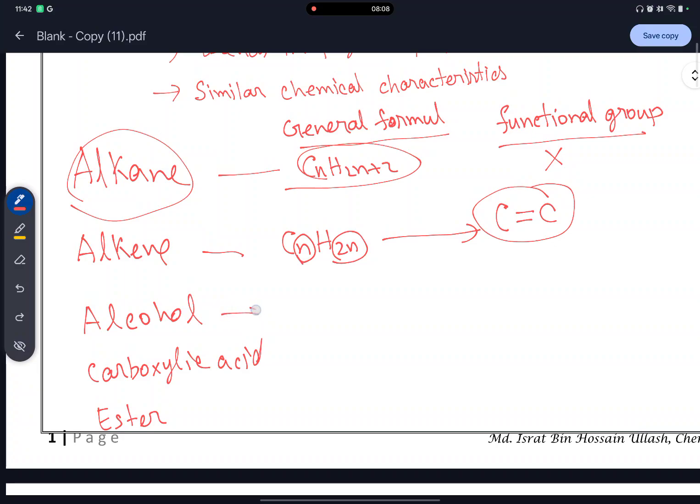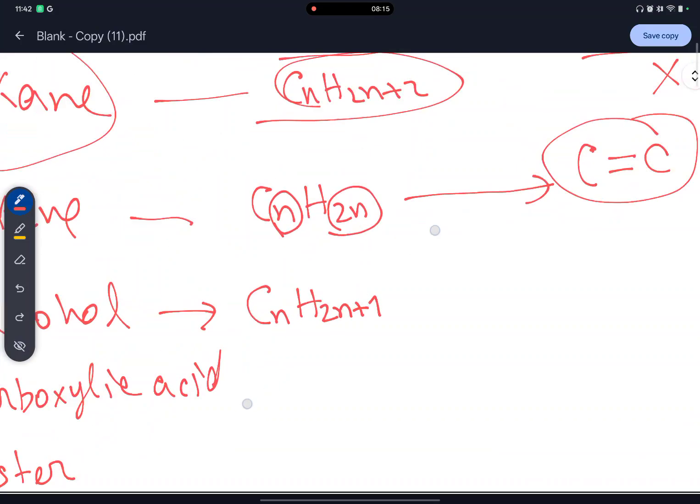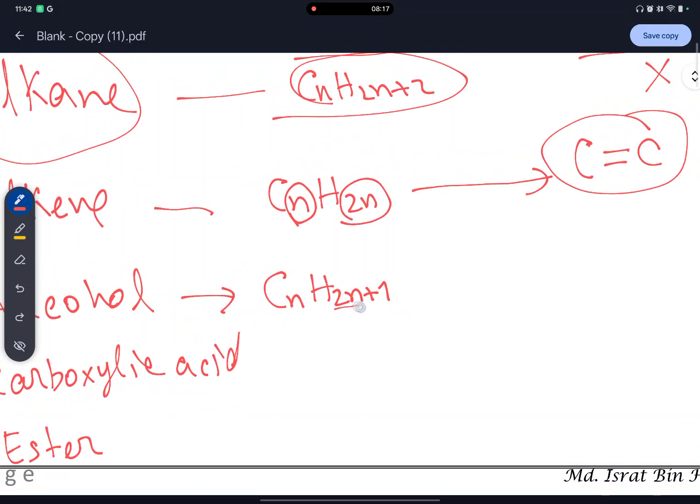Next one, alcohol. It will be CnH2n plus 1. So whatever the carbon number is, hydrogen number will be doubled, and then you have to add a 1. Then you will add the OH part. This OH is actually the functional group. Whenever something has this OH, you absolutely think that this is actually alcohol.